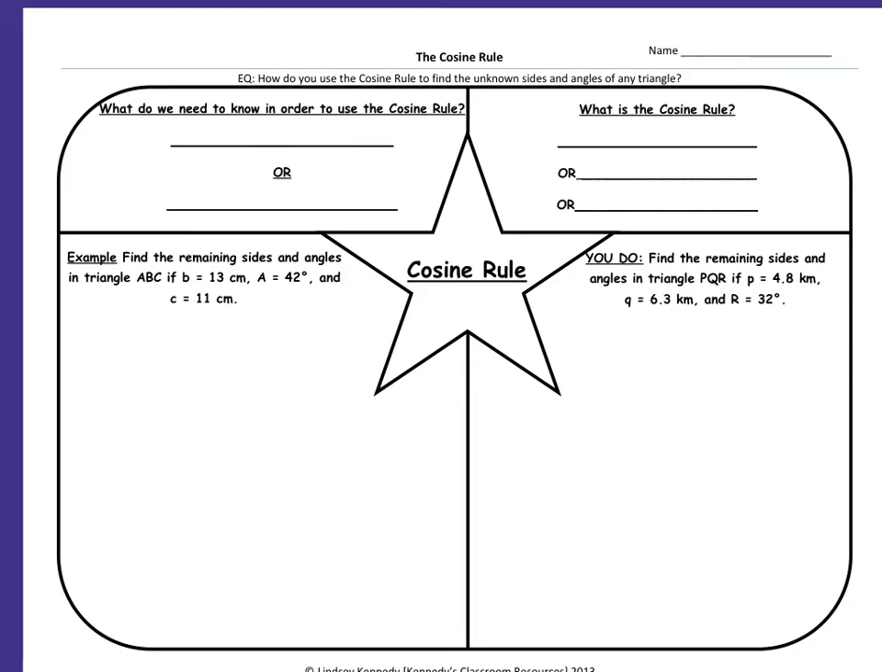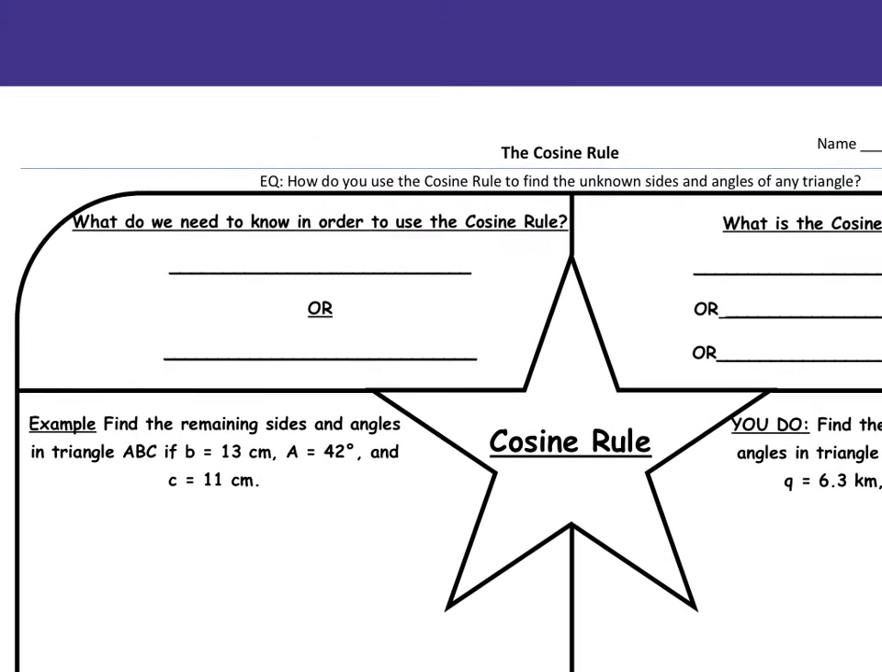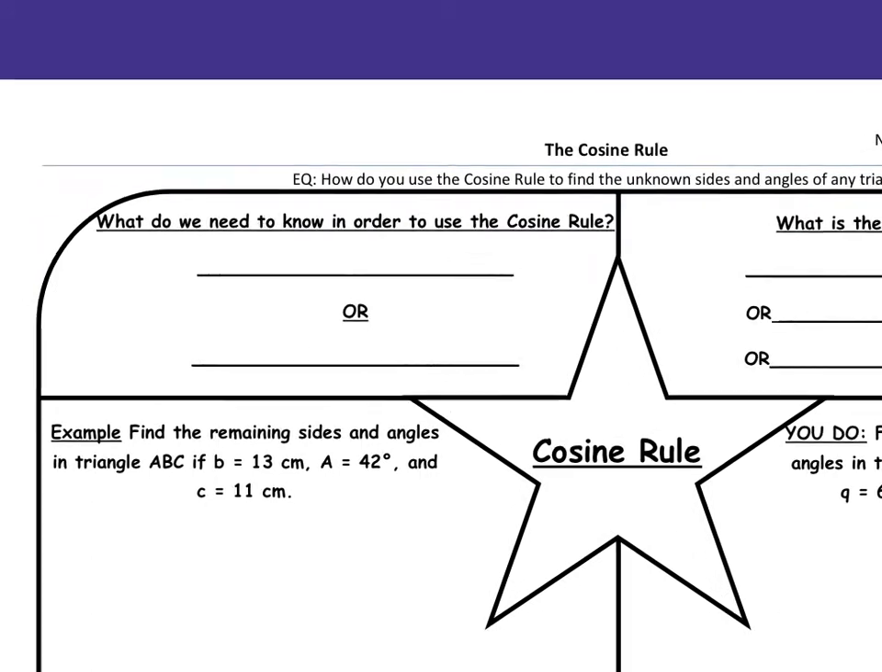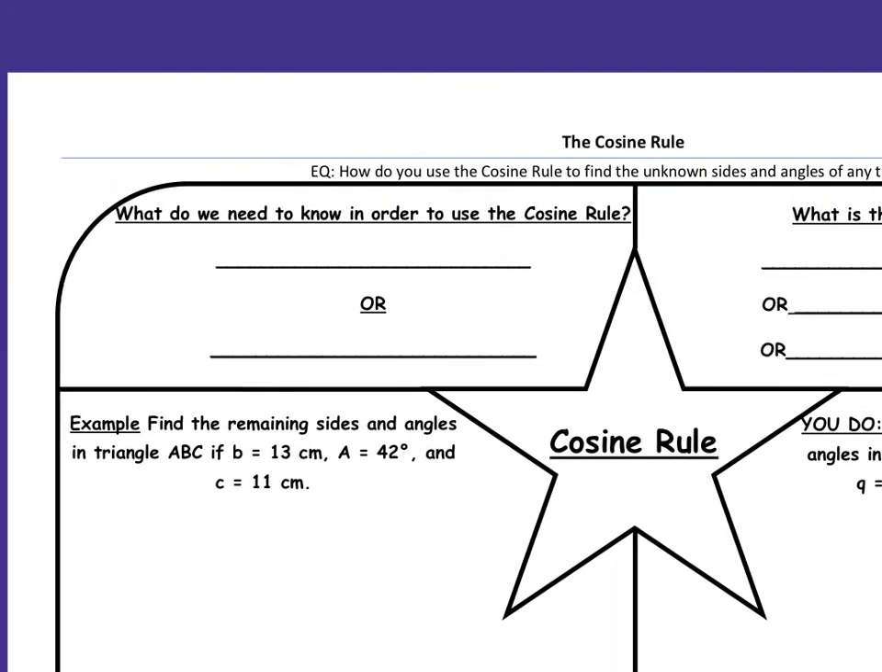Okay. What do we need to know in order to use the cosine rule? So we need to know two sides and an included angle.